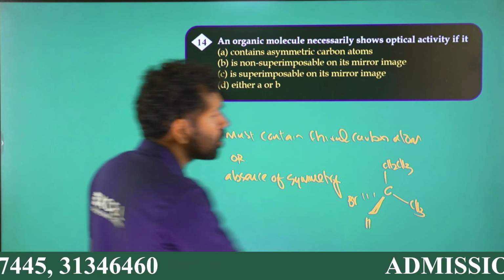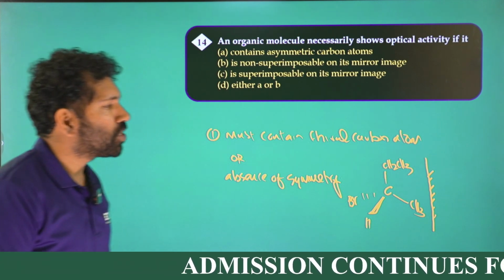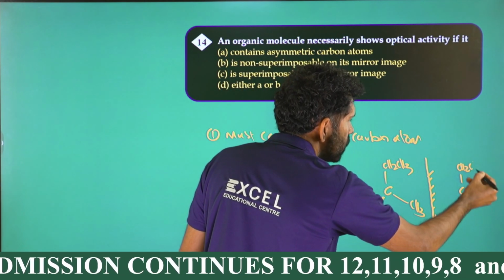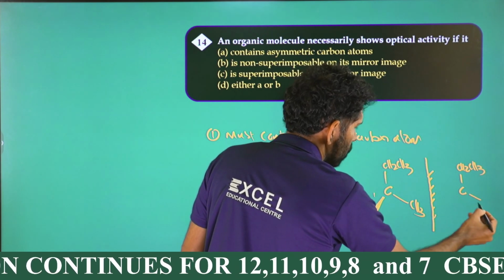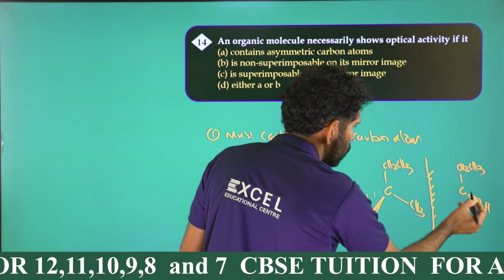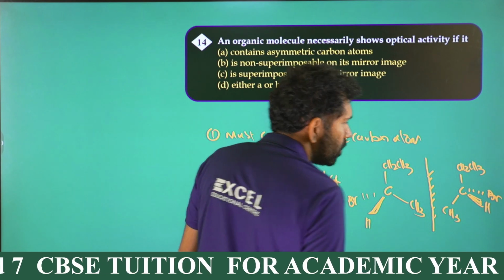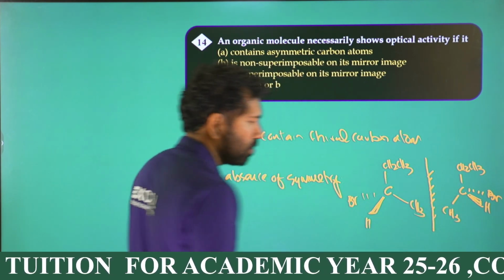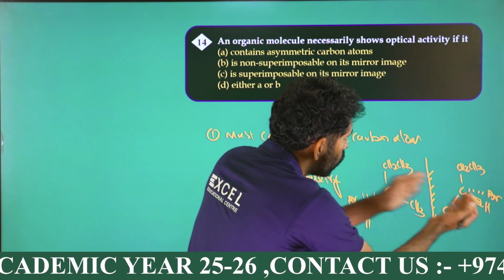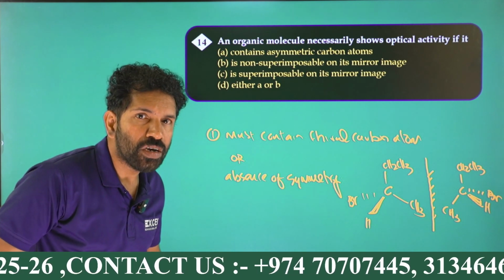Now the mirror image of this particular compound, I am drawing here. This is CH2CH3, this is H, this is H over here, this is Br, and this is CH3 over here. This is the object and this is the mirror image. If I take the mirror image and place it over the object, it will not coincide. Such mirror images are called what?